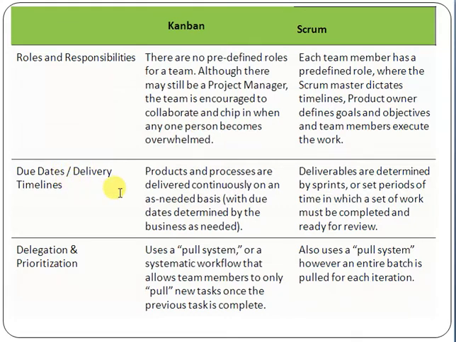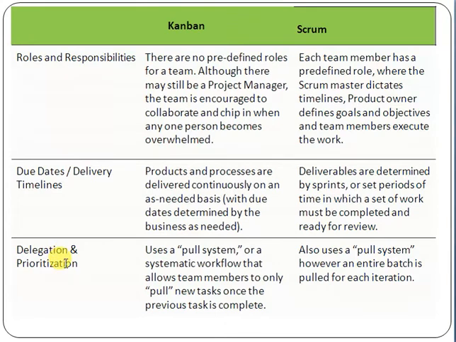Due dates and delivery timelines. With respect to Kanban, products and processes are delivered continuously on an as-needed basis, with due dates determined by the business as needed. In Scrum, deliverables are determined by the sprints. A sprint is a 3 to 4 week time period, or a set period of time in which a set of work must be completed and ready for review.